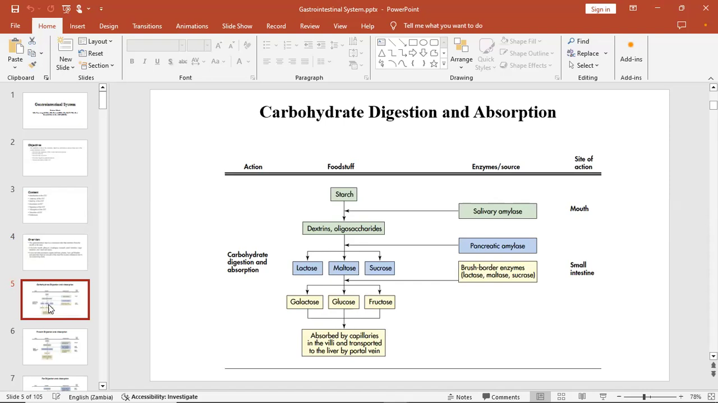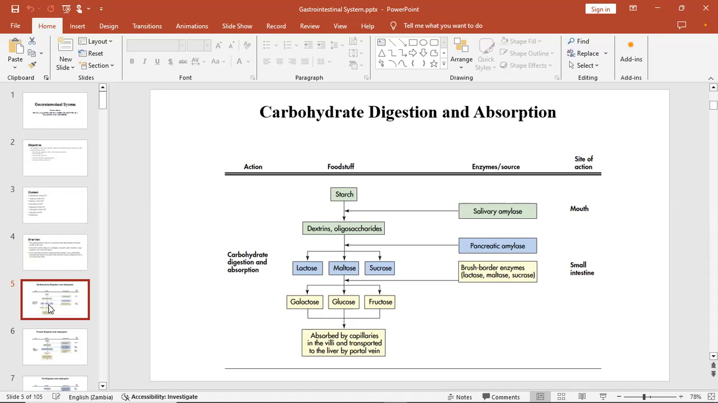Basically, in this video, we're going to look at 3 different types of macromolecules that are going to be broken down to smaller quantities. So now, carbohydrate digestion and absorption. There's action, foodstuff, enzyme, and site of action. When you look at this, it's involving the stages. So what are we talking about? We're going to start with carbohydrates. Amongst those 3 macromolecules, it's proteins, carbohydrates, and lipids. So these 3 things, that's the digestion we are going to look at.